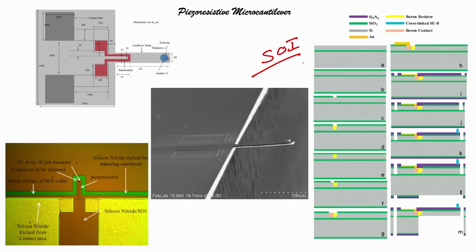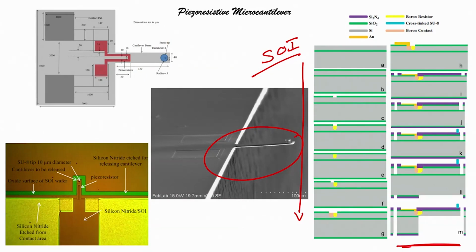and there are several steps, there is a process flow, to reach this particular piezoresistive cantilever. What are these steps? What are these steps? Let us see.